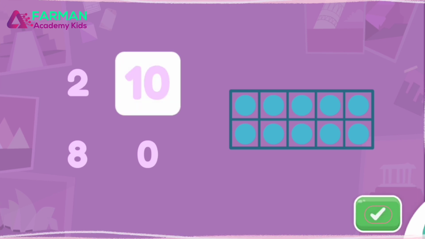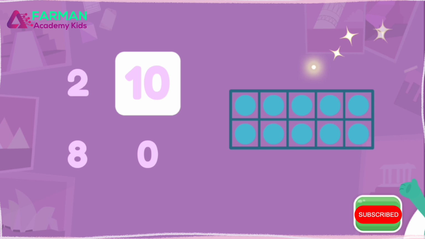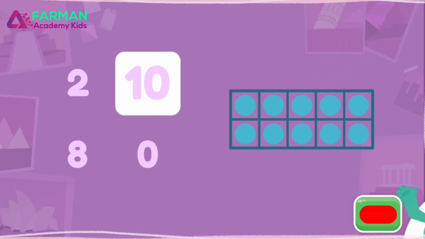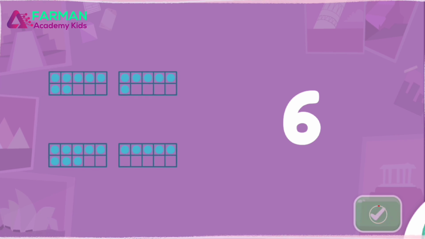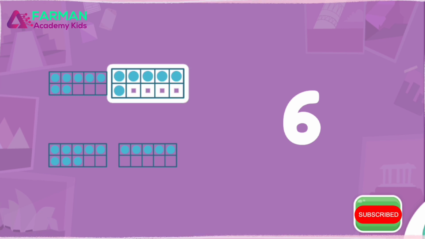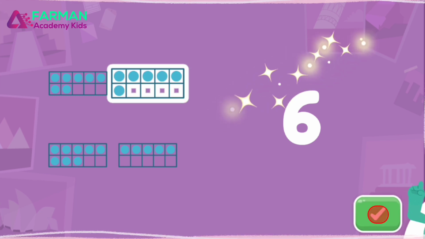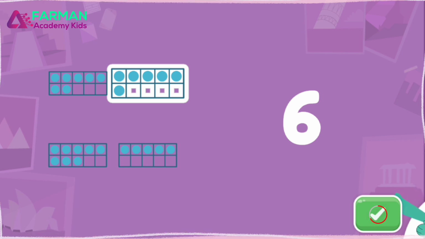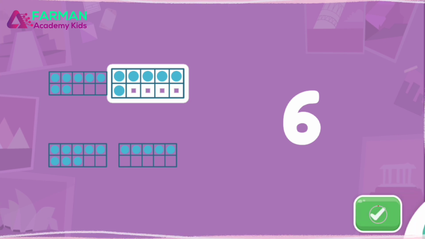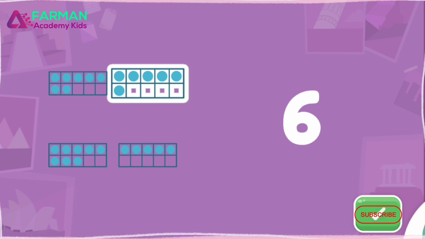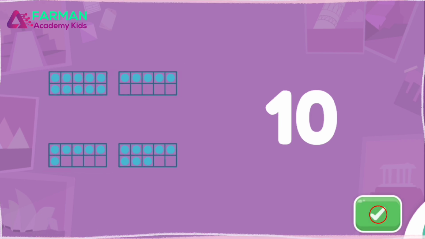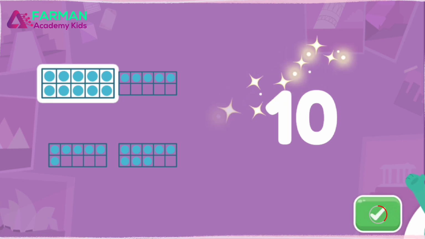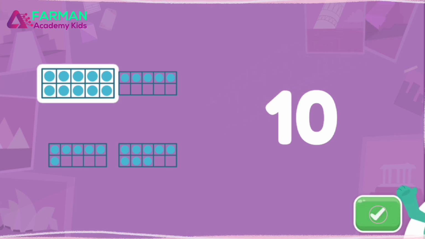Tap the number. You got it! The 10 frame is filled. There are 10 in the frame. Look at the number. Which frame has that number of dots? Neat! 10 dots total can fit in the 10 frame. There are 6 in the frame. Which frame has that number of dots? Super! The 10 frame is filled.